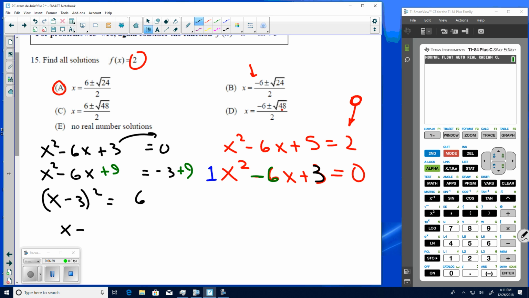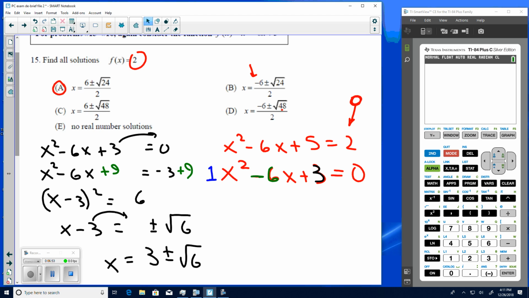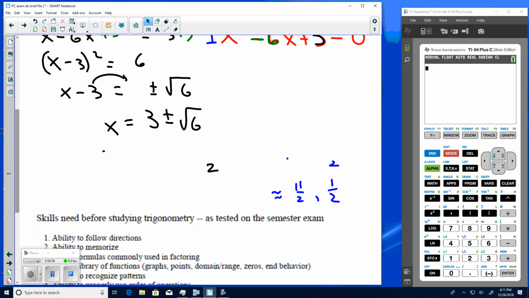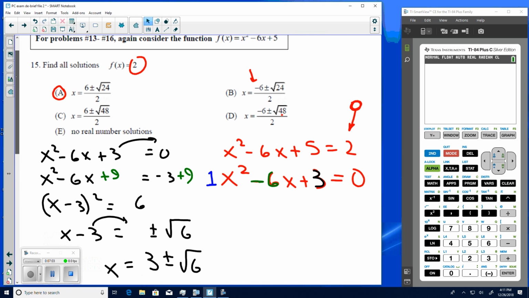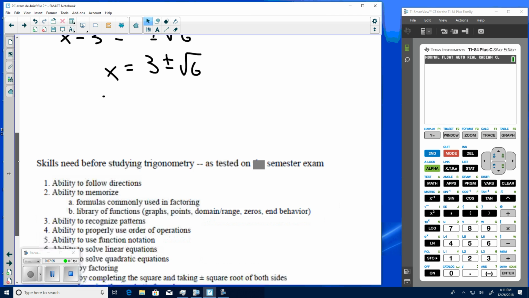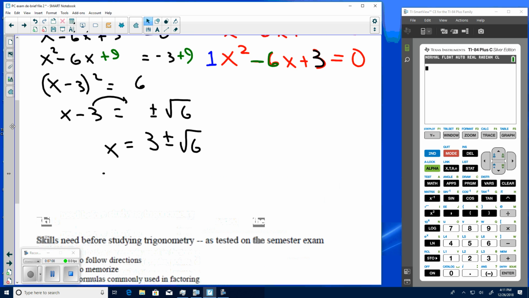Remember to do plus or minus on the right. Plus or minus the square root of 6. Lastly, to get the x, you chuck the 3 in here. So x is equal to 3 plus or minus the square root of 6. And you might wonder, does that really mean the same thing as what we had before? If you recall, the choice that we had was this 6 plus or minus square root of 24 over 2. So we're sort of comparing it against this.